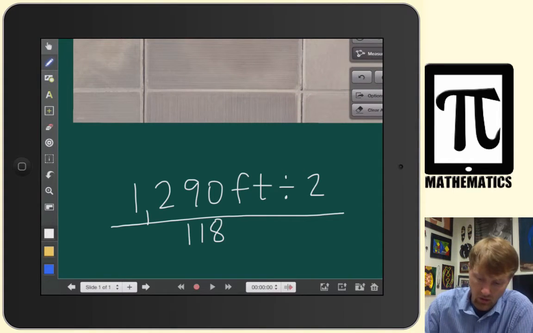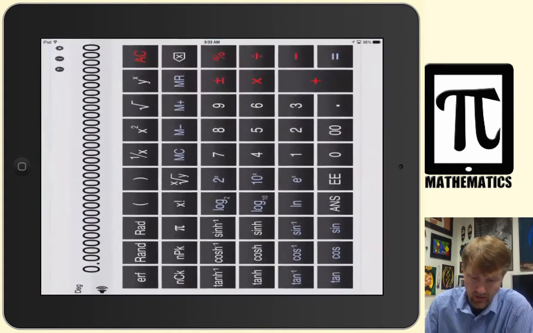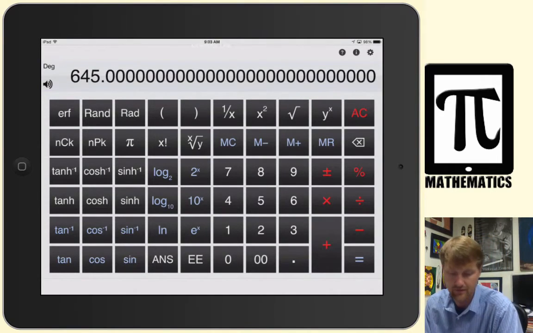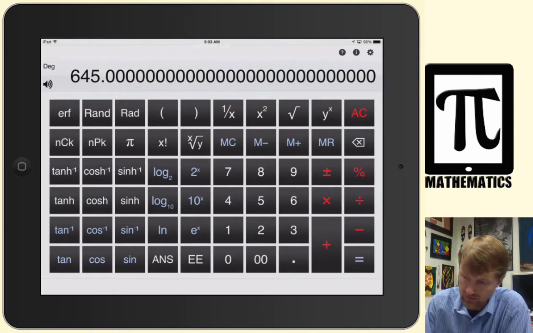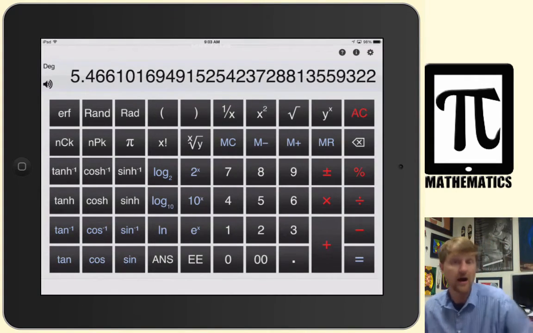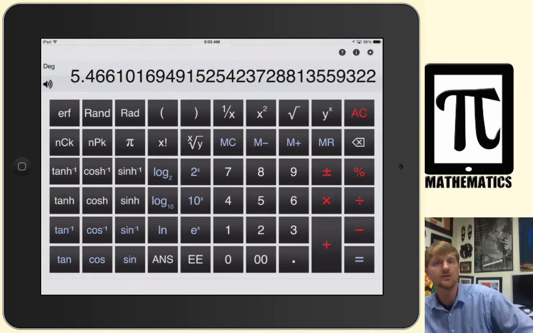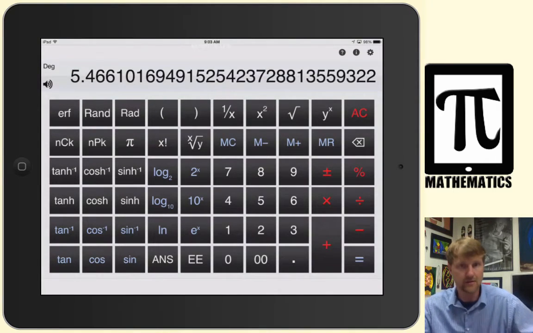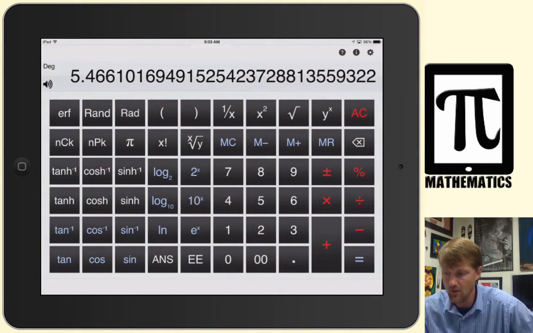So I have a nice little calculator to help us out here. So we have our 1,290 feet. We're going to divide that by 2, and that's going to give us 645 feet. And then we're going to divide that by 118, and that's going to give us 5.466, if you will.